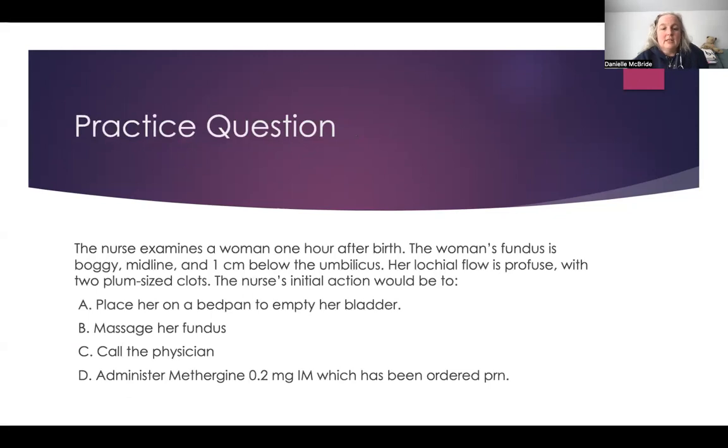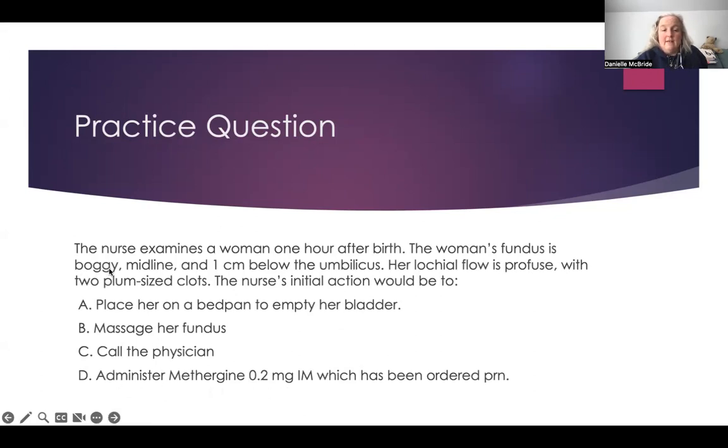A nurse is examining a woman an hour after birth, and the woman's fundus is boggy, midline, and a centimeter below the umbilicus. Her lochial flow is profuse with 2 plum-sized clots. The nurse's initial action would be to what? Put on a bedpan to empty the bladder, massage the fundus, call the doctor, or administer Methergin.